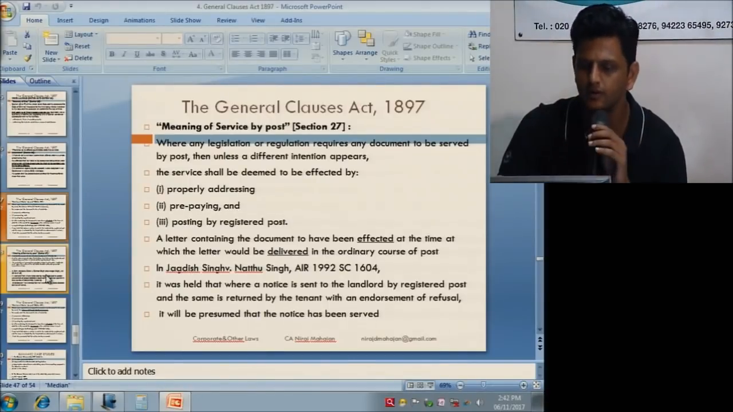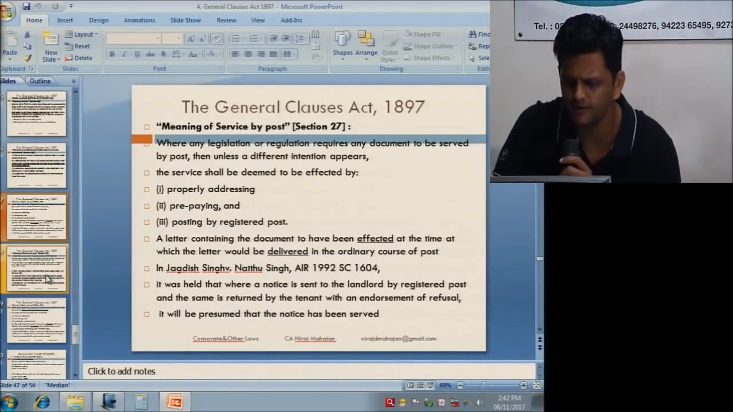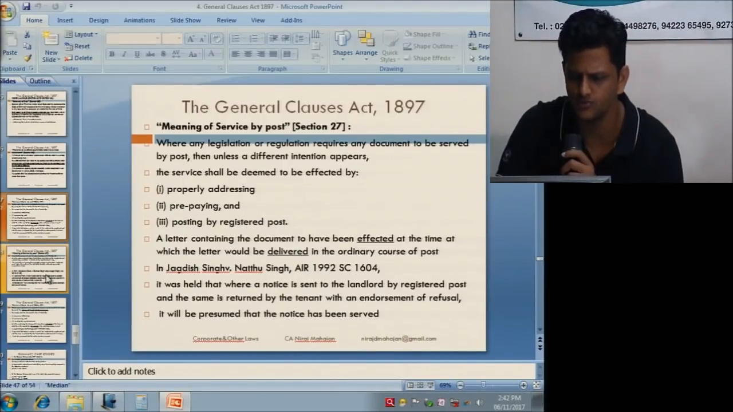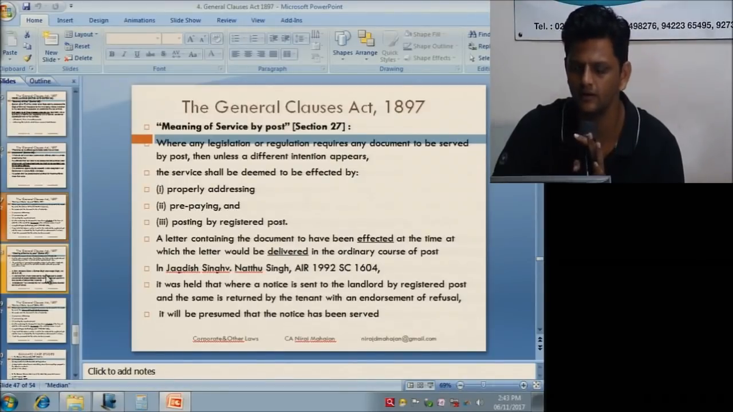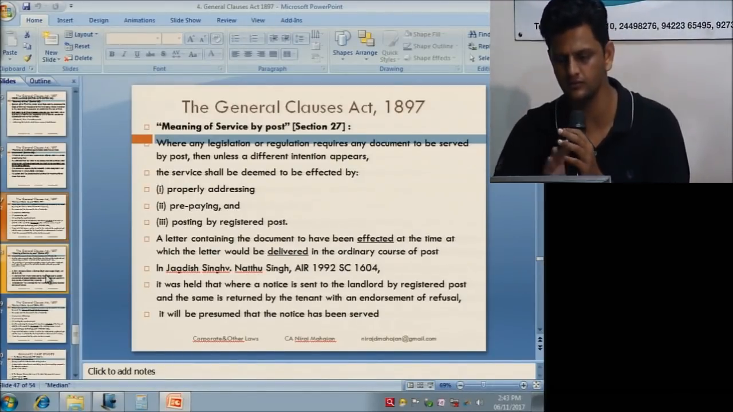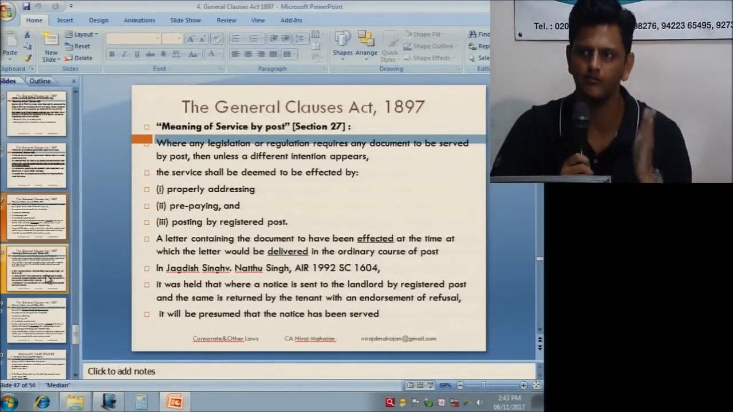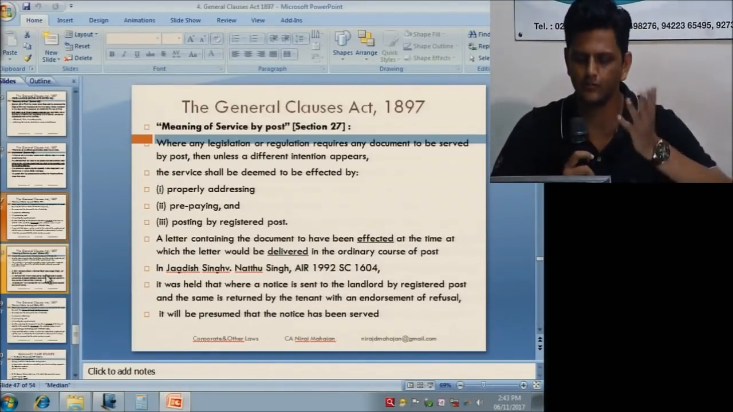Correct? So the letter containing the document is deemed to have been effected at the time at which the letter was delivered in the ordinary course of post. So as on what date will we consider the letter has been received? When it is delivered, that day. Where any legislation requires any document to be served by post, unless a different intention appears, these three things have to be done, correct? And we will assume that the effect of posting will happen from the day it has been delivered. Receipt of the letter.